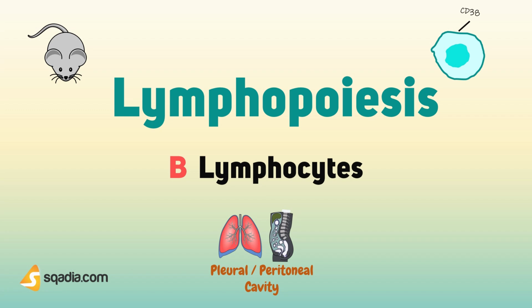In this session, we will talk about lymphopoiesis in detail. First, we will have an overview, and then we will discuss the process of lymphopoiesis of B cell or B lymphocytes in detail. Lymphopoiesis is the production of new lymphocytes from the bone marrow.